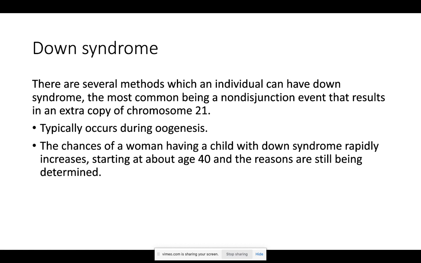So again, for Down syndrome, there are several ways an individual can have it, the most common being non-disjunction. That word non-disjunction is important, which results in an extra copy of chromosome 21. Knowing chromosome 21 is important for examination purposes. This usually occurs during formation of the egg, during oogenesis. As I said previously, the chance of a woman having a child with Down syndrome rapidly increases starting at about age 40, and the reasons are still being investigated.